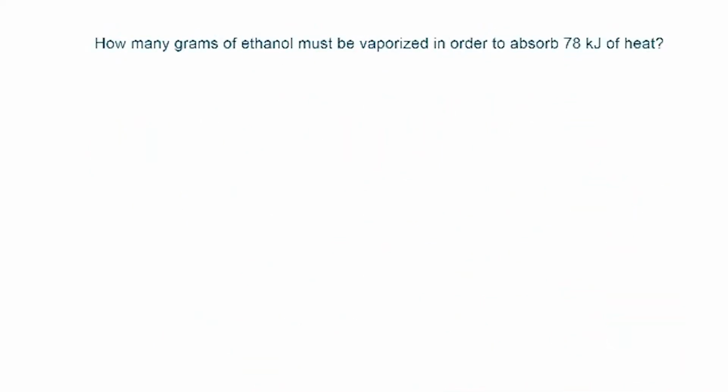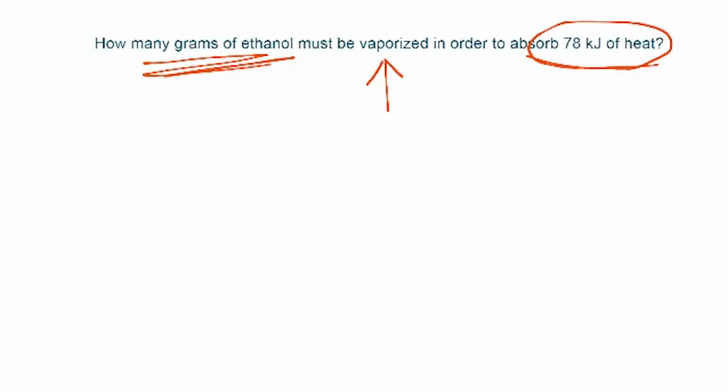In our second problem, we're asked how many grams of ethanol must be vaporized in order to absorb 78 kilojoules of heat. So in this problem, we are only working with one Q. That is a Q for vaporization. Remember, when we are calculating a Q for a phase change, we do these as a unit analysis, and of course our bridge is the heat of whatever the phase change will be. So for vaporization, we need to go look up the heat of vaporization for ethanol.